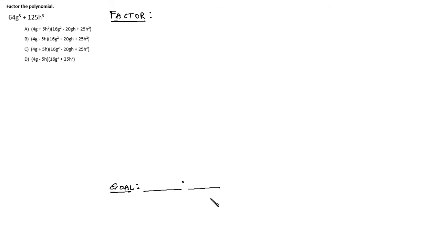All right, well, what we're given here is a binomial. 64g to the third plus 125h to the third. And it appears to be the sum of two cubes. For example, if we were to look for three identical numbers that make up 64, you can use the cube root function of your calculator. You'll find that 64 is 4 to the third power.